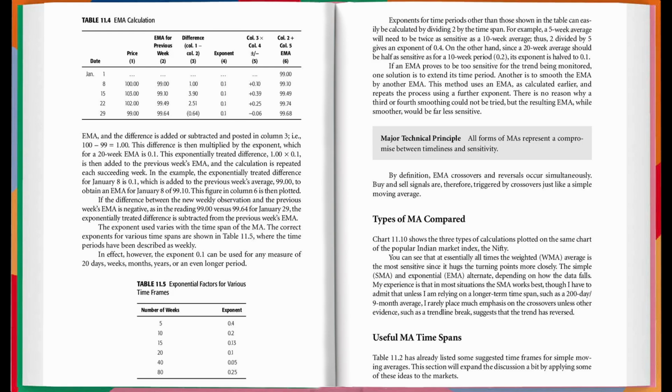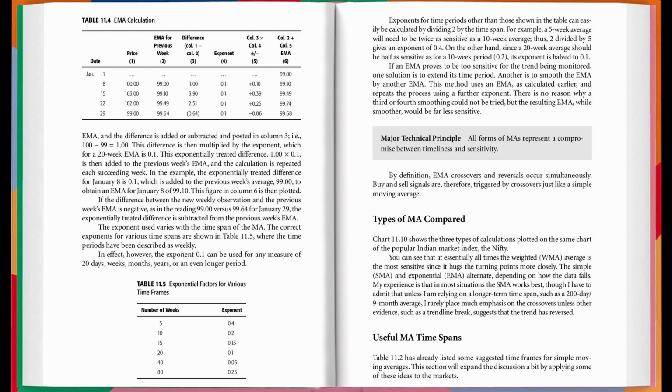For example, a 5-week average will need to be twice as sensitive as a 10-week average. Thus, 2 divided by 5 gives an exponent of 0.4. On the other hand, since a 20-week average should be half as sensitive as for a 10-week period, 0.2, its exponent is halved to 0.1.